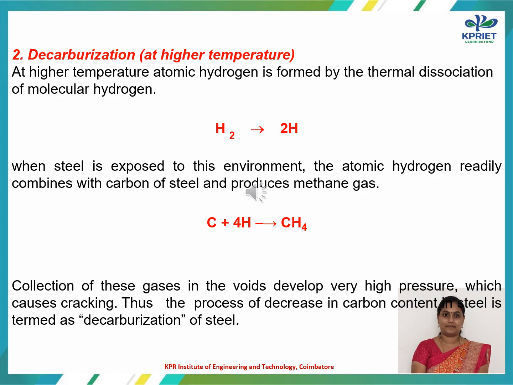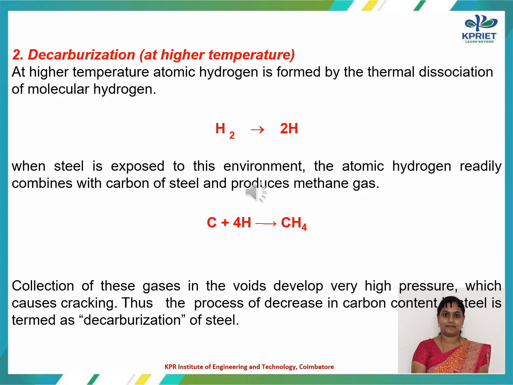The second type of corrosion by hydrogen is known as decarburization, which occurs at a very high temperature. Here, the steel will be in contact with the hydrogen. That is, steel is present in a hydrogen atmosphere, where at a high temperature, hydrogen undergoes dissociation to form atoms of hydrogen. Four hydrogen atoms are combined with the carbon present in the steel to form methane.